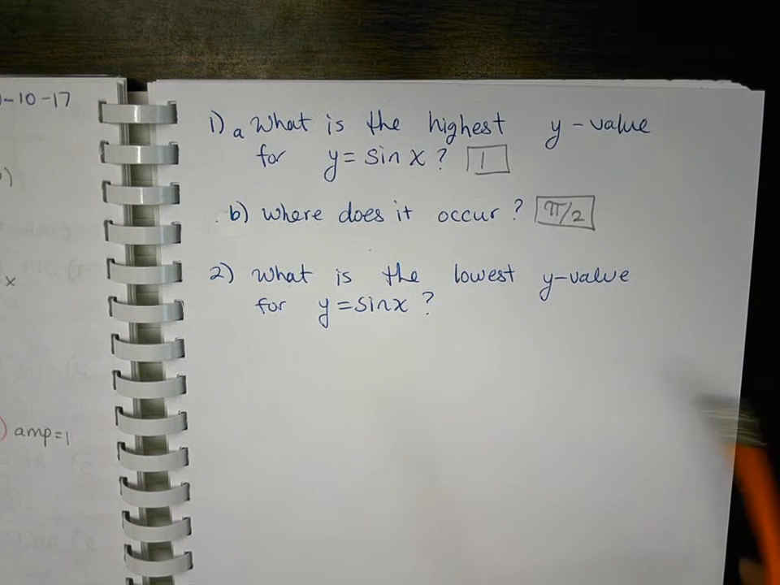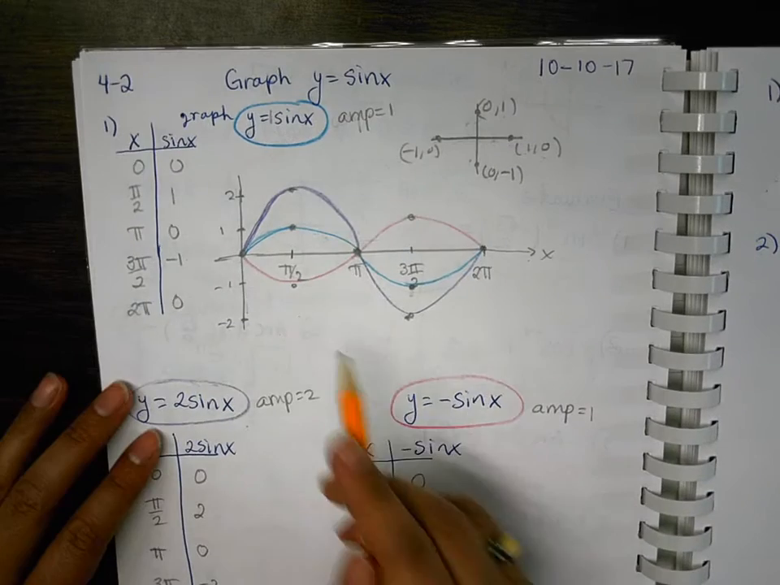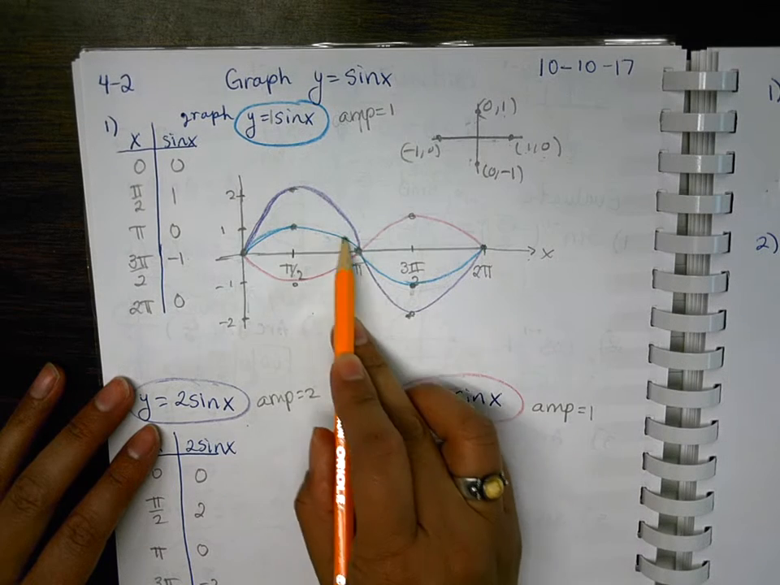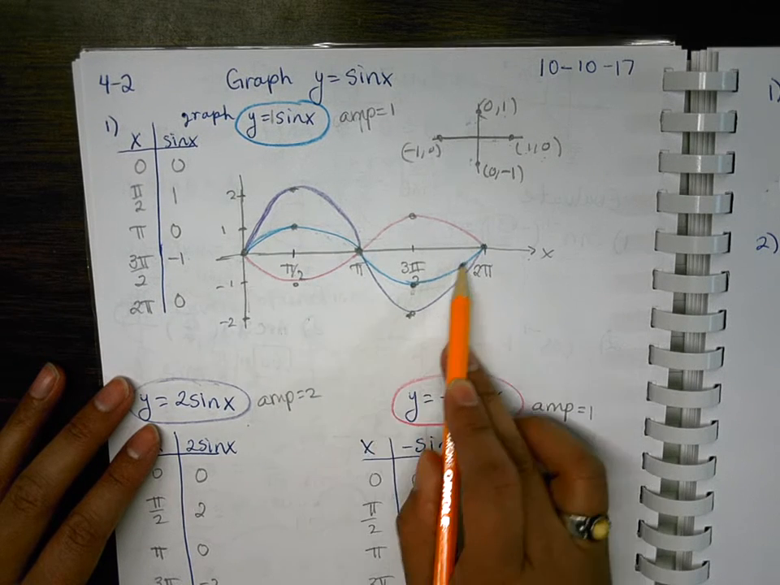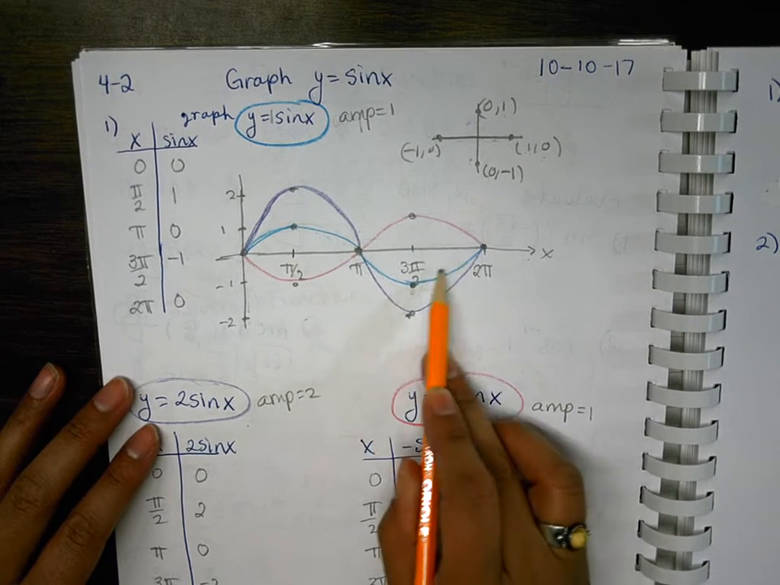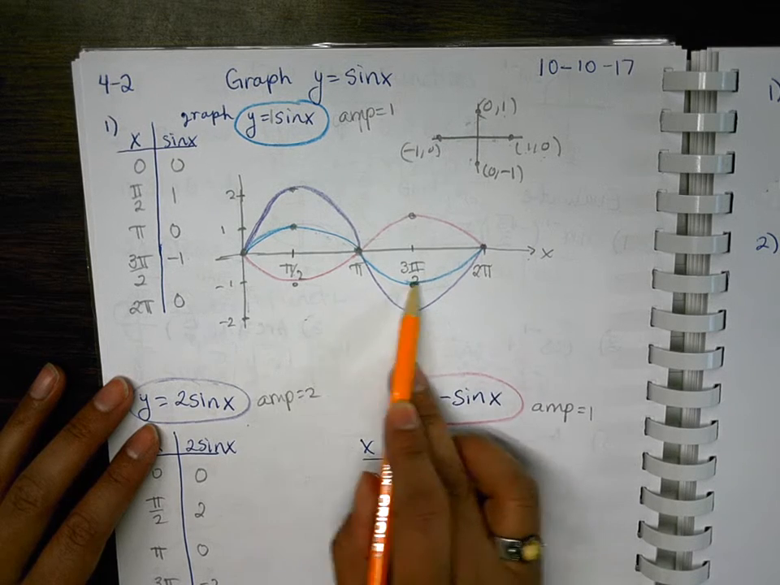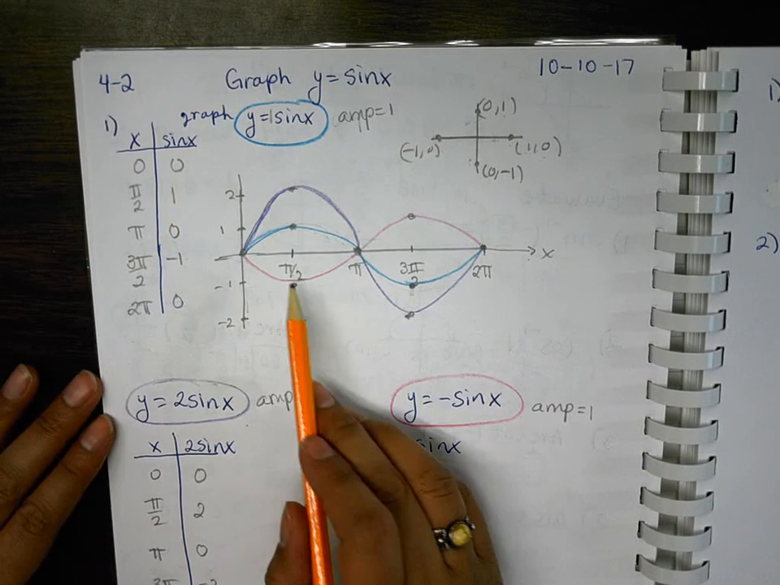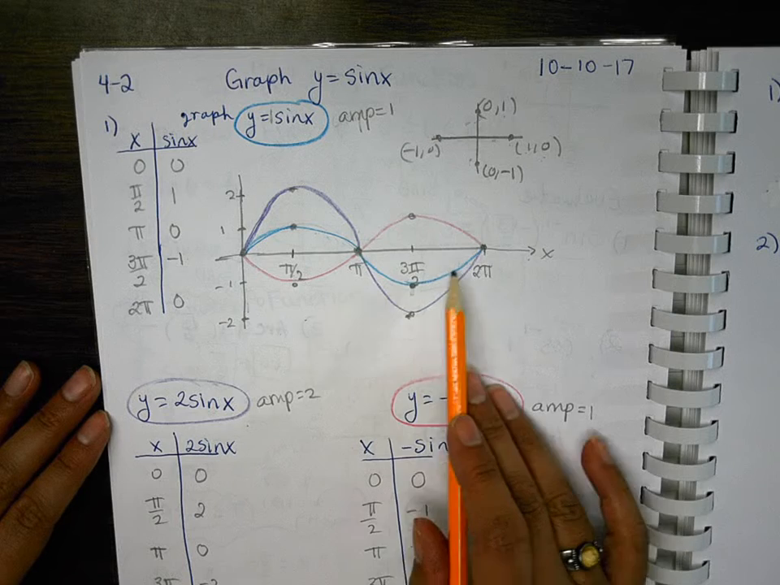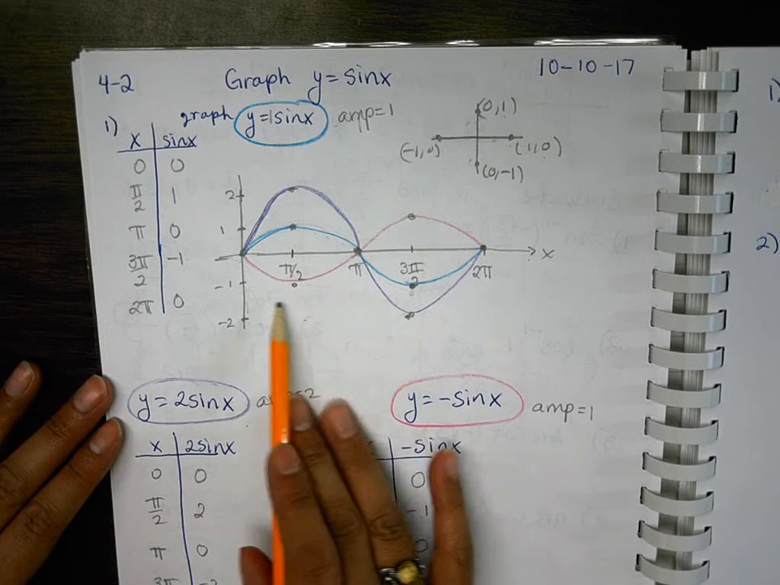Same function, y equals sine of x, the blue one here. What is the lowest value? Are they asking for the x or the y? The y. And what is the lowest value? -1. Now, I only have one period, but if I continued, would it ever go lower than -1?